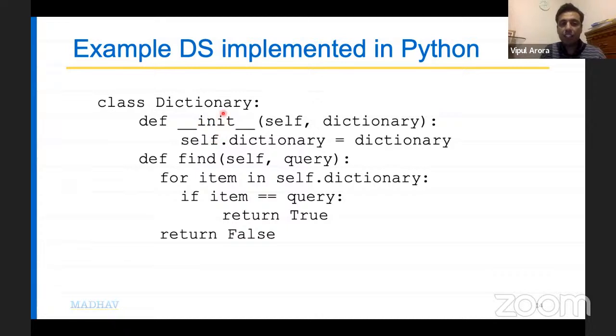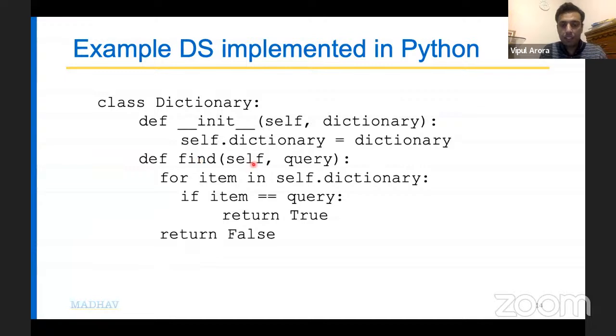It has got different functions, different operations. This is just for initializing the class. I can pass a list called dictionary into it, and this list is saved in my data structure, in this class dictionary, by saying self.dictionary. Whatever I say self dot, that becomes a part of this class. And now I want to find some entry.